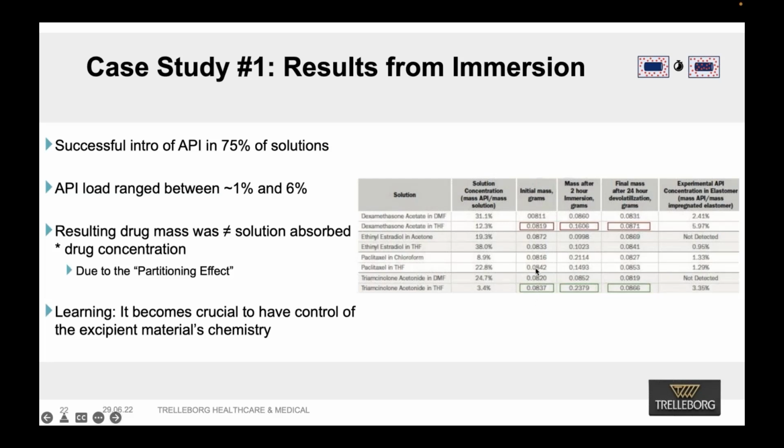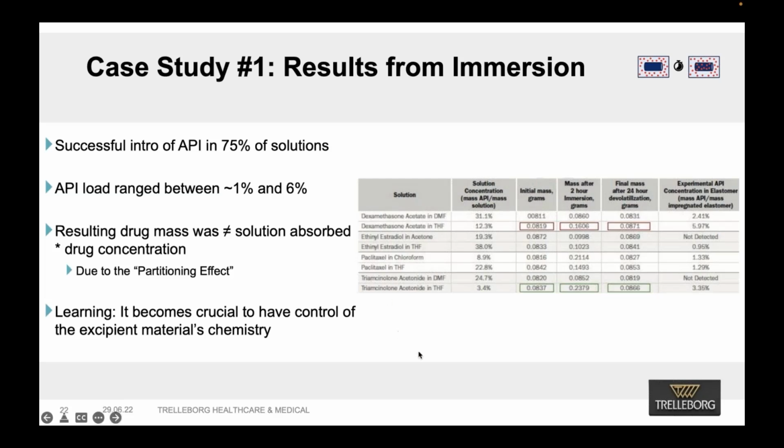And then we list out 3 different weight measurements. The first is the initial mass of the silicone sample prior to the effort. There was another measurement taken 2 hours after the immersion process was completed. And then there was a final mass taken 24 hours after the devolatilization process was completed.